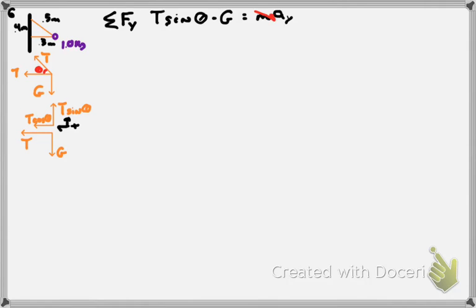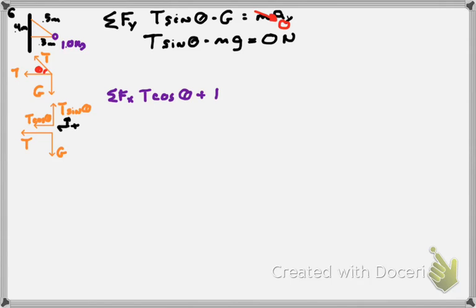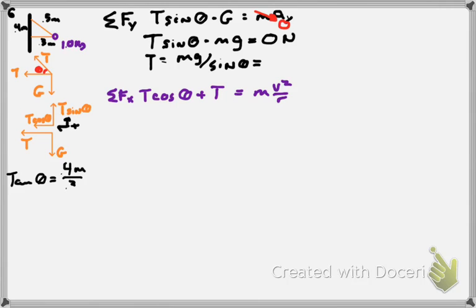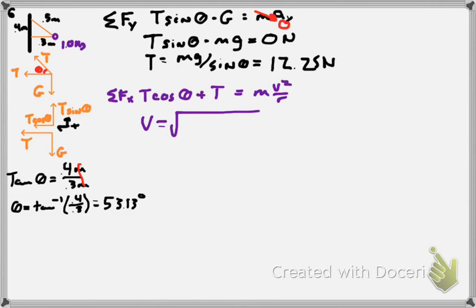So in the Y direction I have T sine theta equals force gravity, which is mg. So that's pretty good. We can use that to solve for tension later. In the X direction, both tensions, T cosine theta and T, give my object centripetal acceleration, or mv squared over r. I can solve the first equation. So T equals mg over sine theta. And in that case, T is 12.25 newtons.